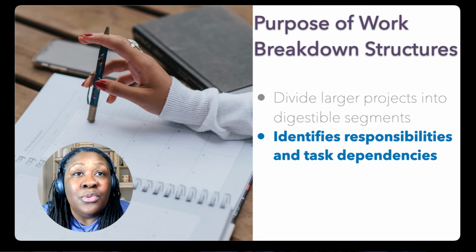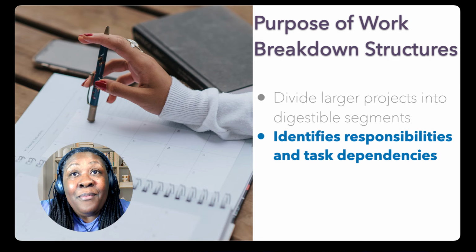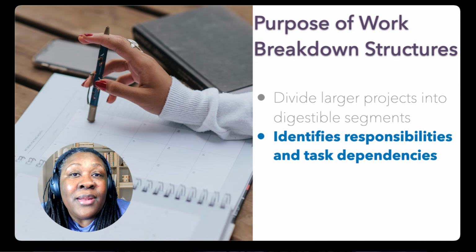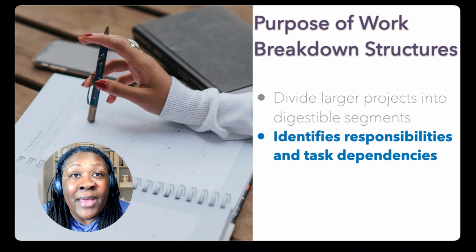What we can also do is we can figure out, well, are there things that we can do to assist us in managing our projects? What does that management look like? And so our work breakdown structure can outline what that management cycle is.